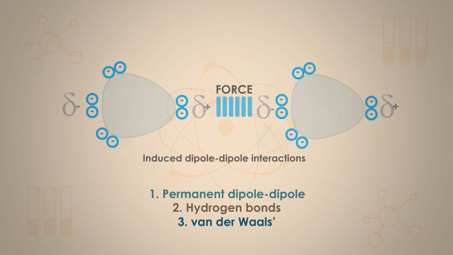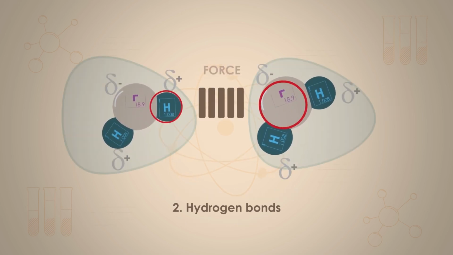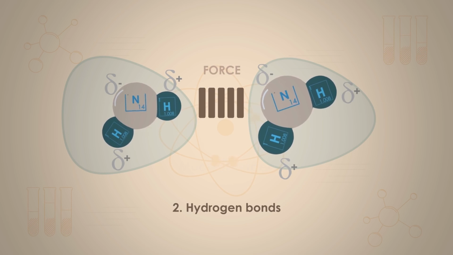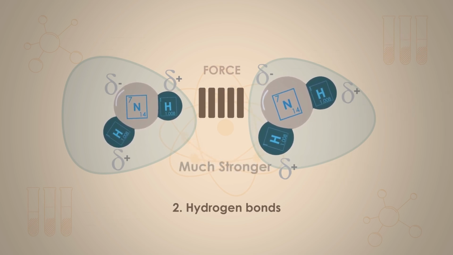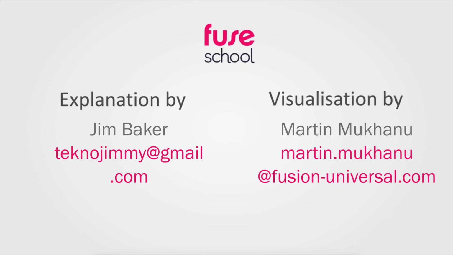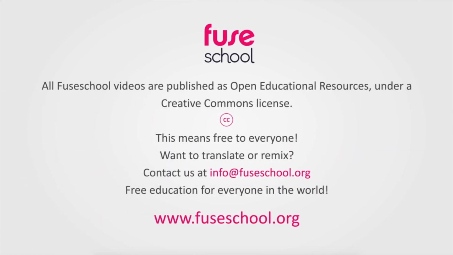As the number of electrons in the molecule increases, so do the van der Waals forces. This explains why there's an increase in boiling point as we go down the group of halogens, and the group of noble gases. So, to recap, an intermolecular force is simply an attractive force between neighboring molecules.